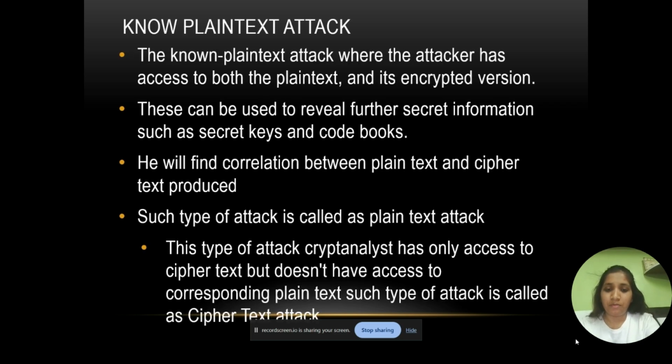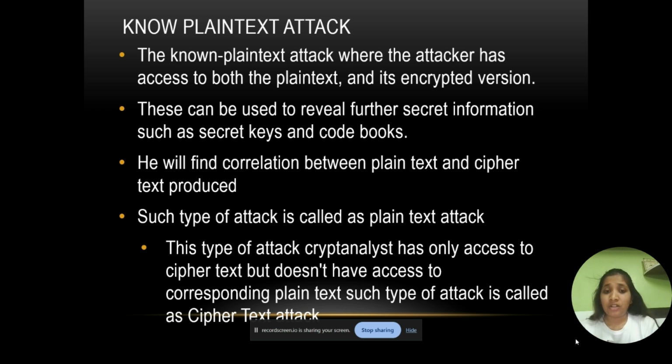First, known plain text attack. Have you ever wondered how hackers break encrypted messages if they already know part of the original text? Today we'll explore the known plain text attack, that is KPA, and how it threatens cryptographic security. So let us know what is known plain text attack. It occurs when the attacker has both the plain text, that is the original message, as well as the corresponding cipher text, that is the encrypted version.